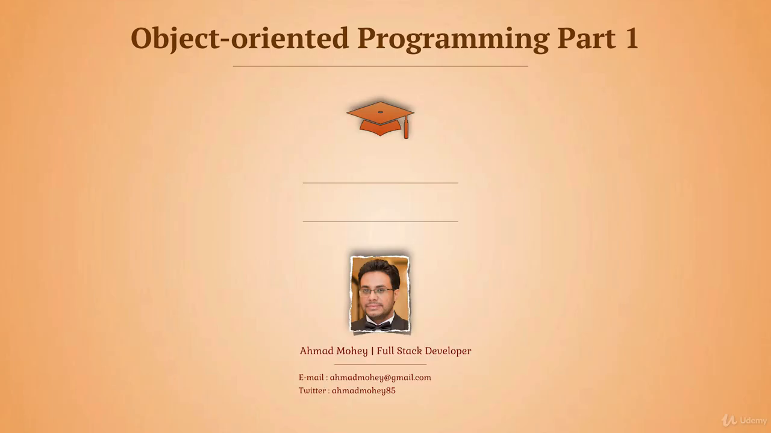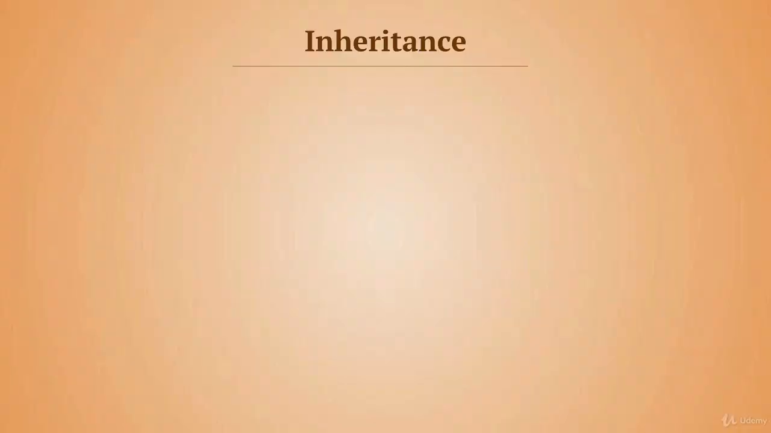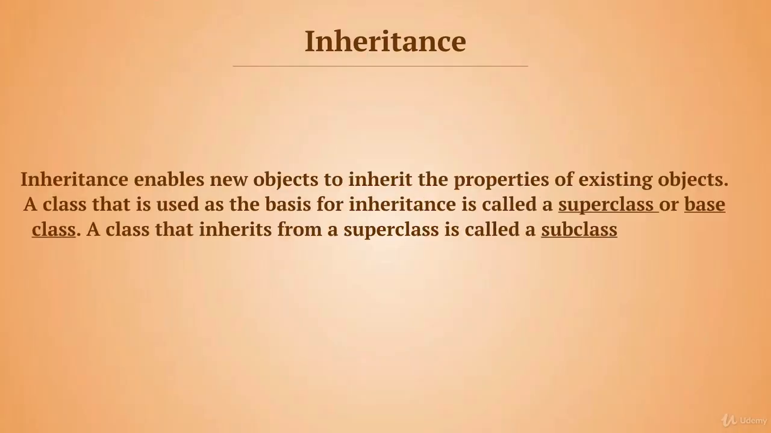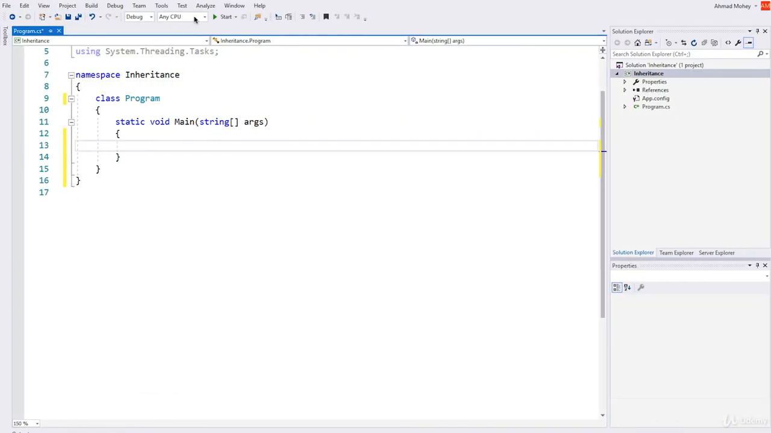Welcome back. Now it's time to discuss one of the pillars of object-oriented programming, which is inheritance. Inheritance simply means that a superclass, or a parent class, or a base class, as commonly used, passes some of its properties, variables, and methods to the subclass, or the derived class, that is derived from it. Let's go ahead and see how this is done in C#.